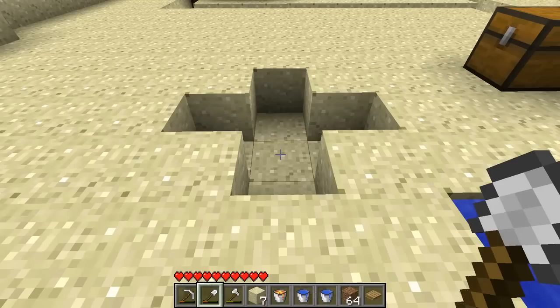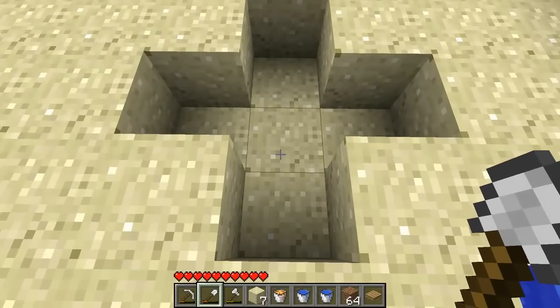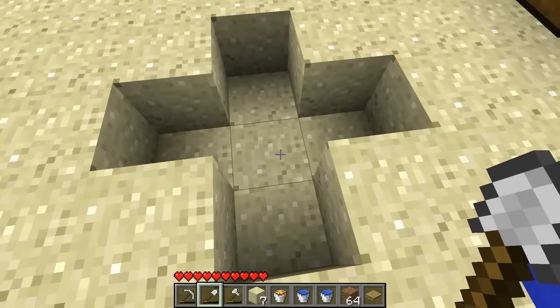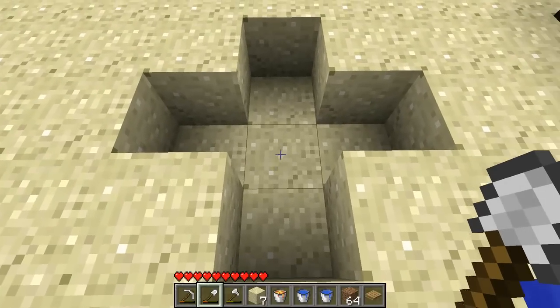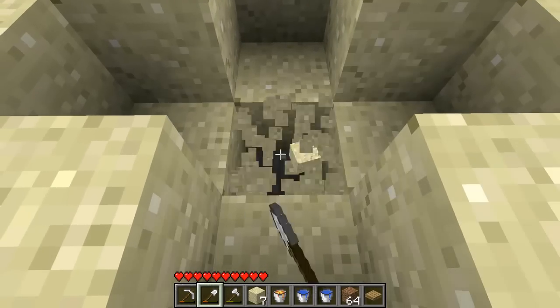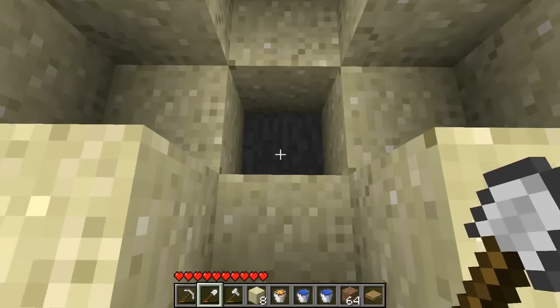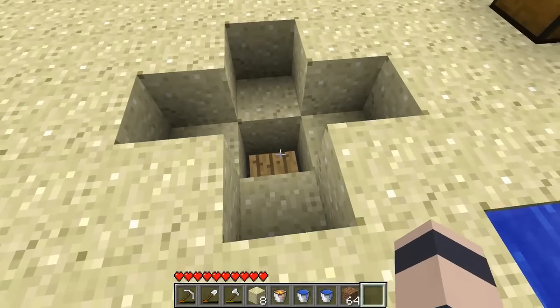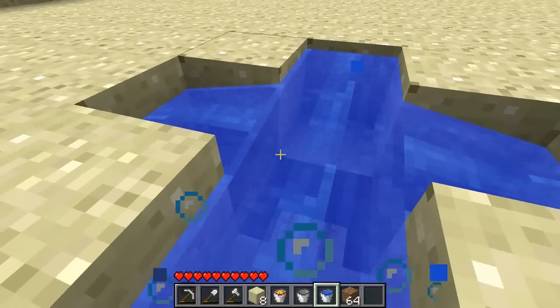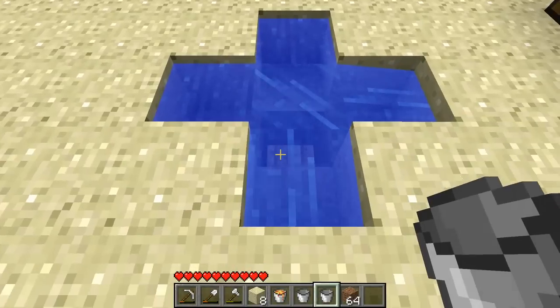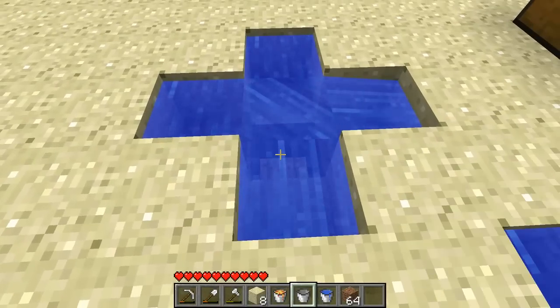To create new water blocks in this way, one condition must be met. The block underneath the air block must be solid. So in this case, sand is underneath, so that works. Also, semi-solid blocks such as pressure plates, signs, doors also will create new water blocks. You can see it's creating new ones.